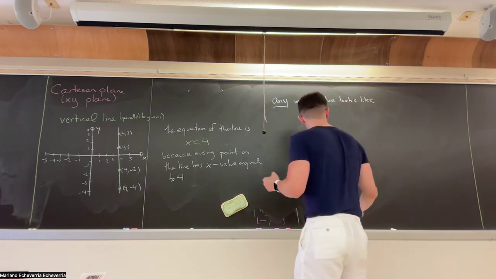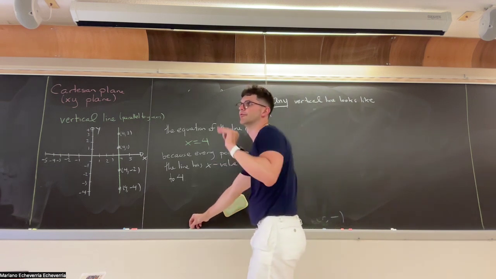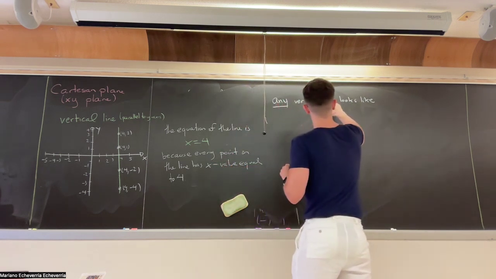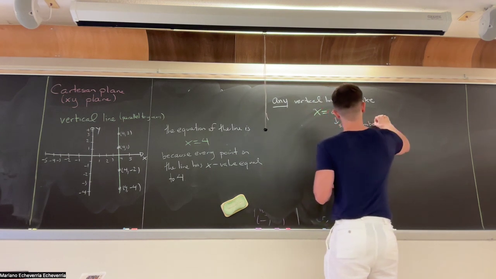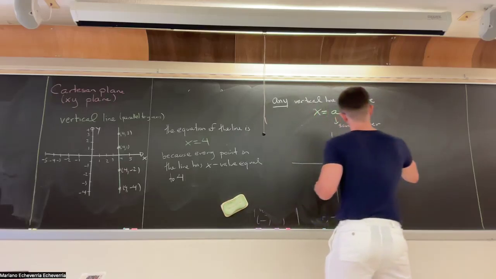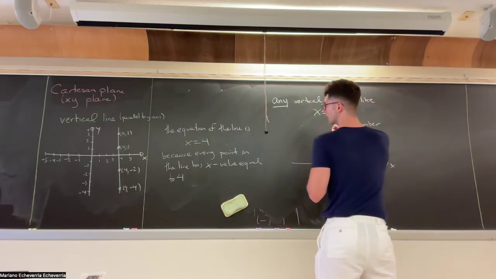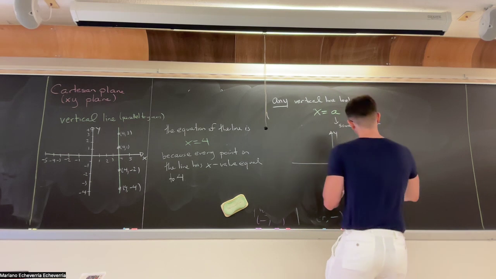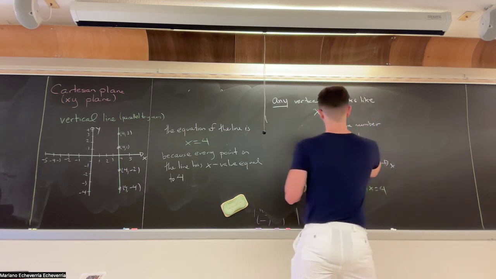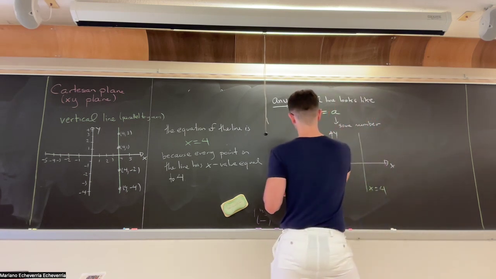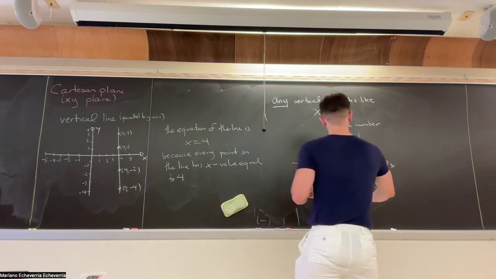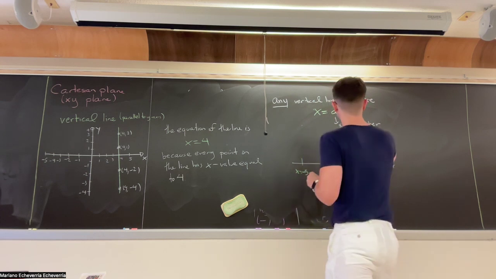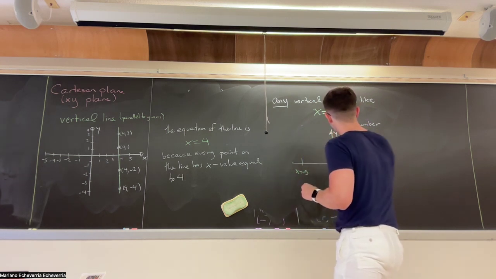Looks like x equals a, where a is some fixed number. So for example, it could be x equals 4, here it's x equals -5, here's x equals 1. This is an interesting case.